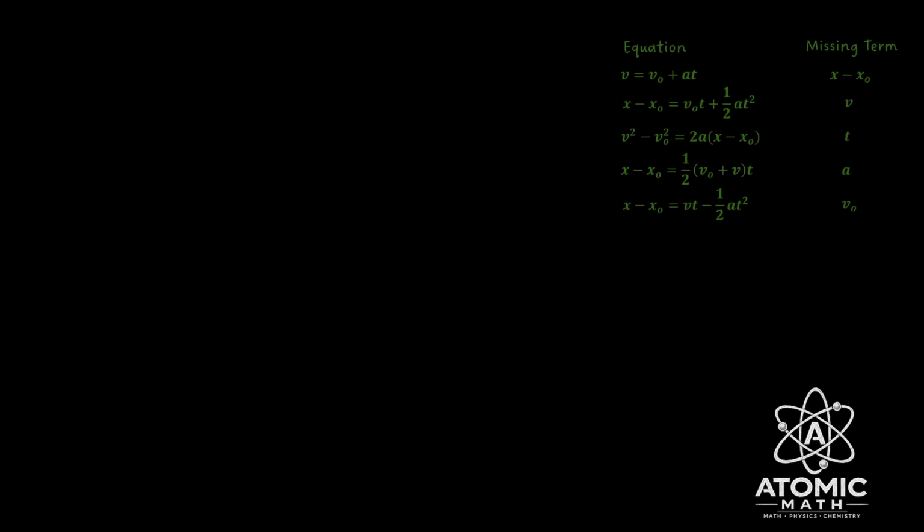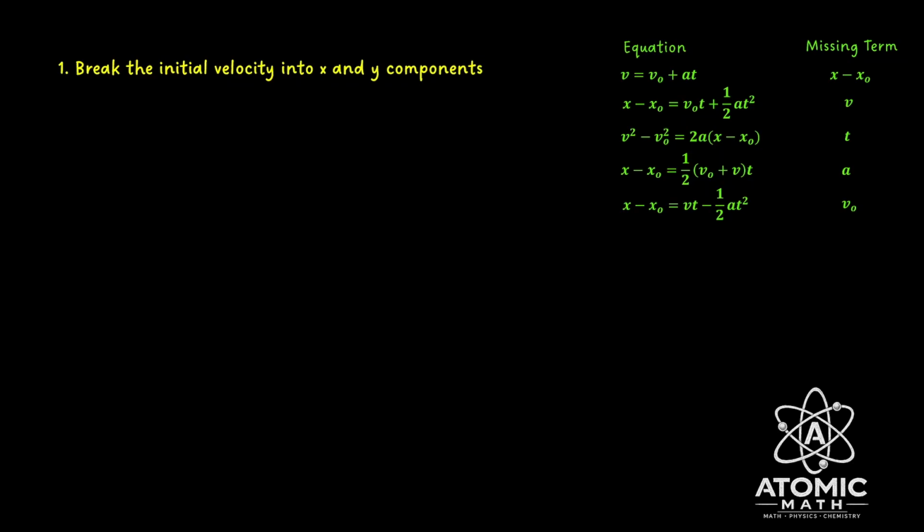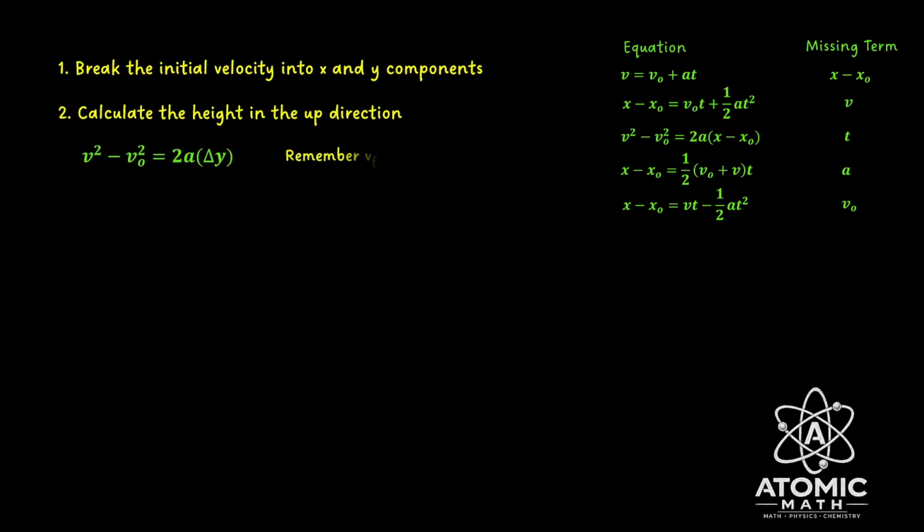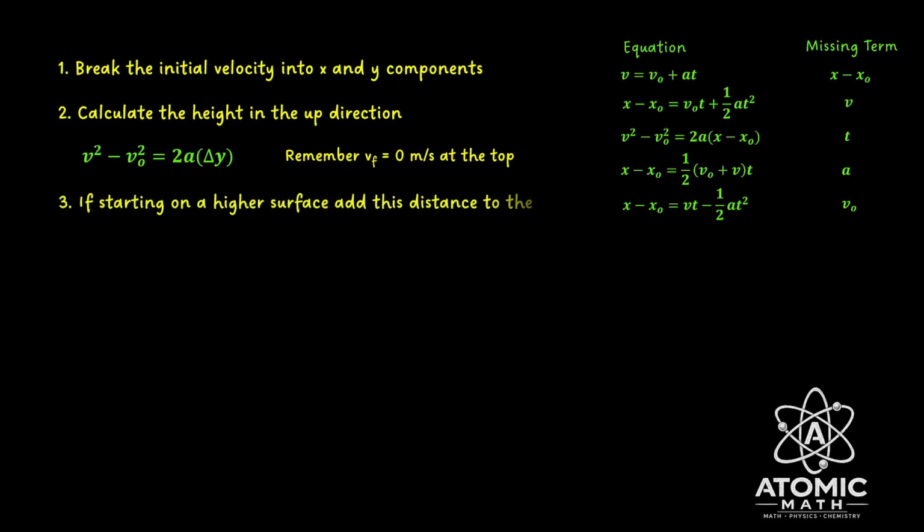So let's just take a look at the steps that we use in a question like this. So first step, of course, we broke the velocity into its x and y components. We calculated the height in the up direction, and we used this equation here. Remember that the v final is 0 meters per second at the top, because that's the moment that gravity is going to start pulling down. If you're starting on a higher surface like we did on the pier, make sure to add that distance to the initial height to get the proper drop.